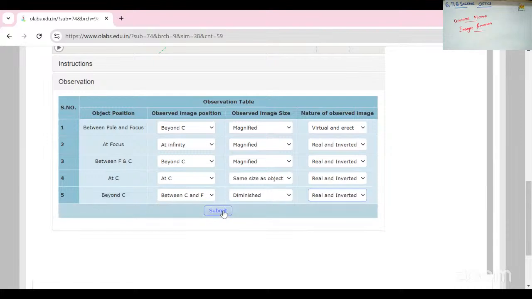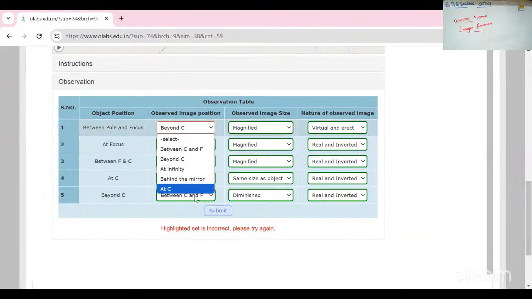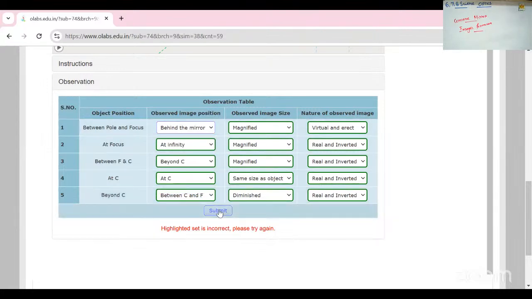Okay, now I'm going to click submit. Yes, these are all right. Which one is marked in red? The first one is in red, so this is not the right answer. The first one should be behind the mirror. These are all the right answers for the positions.